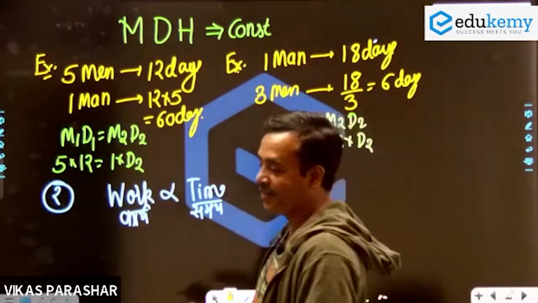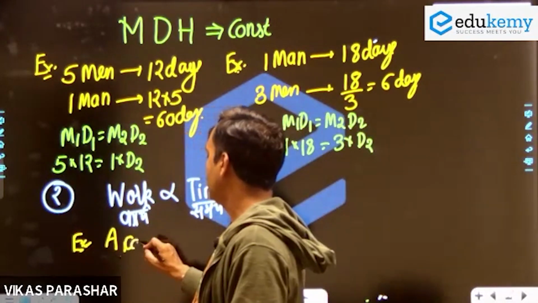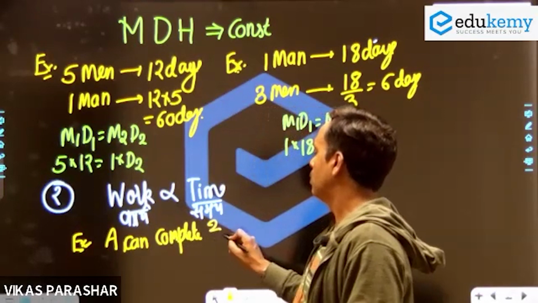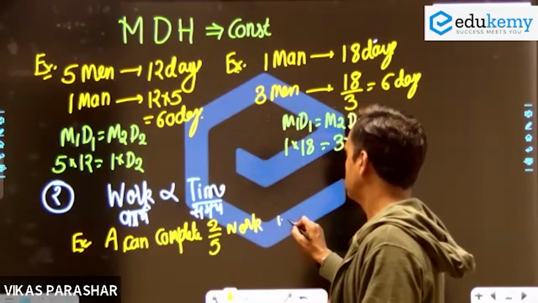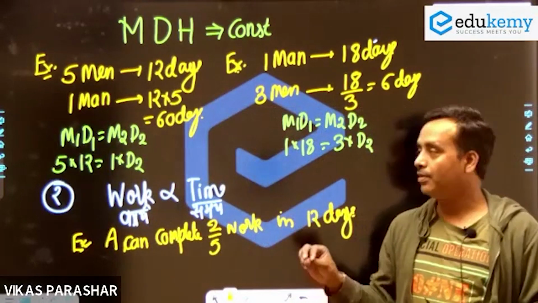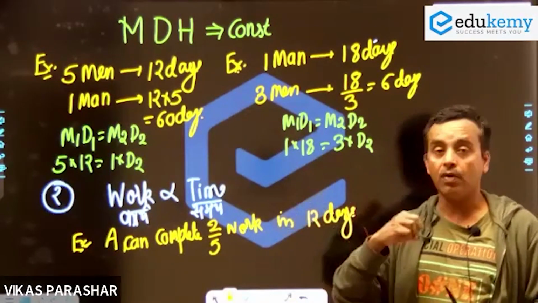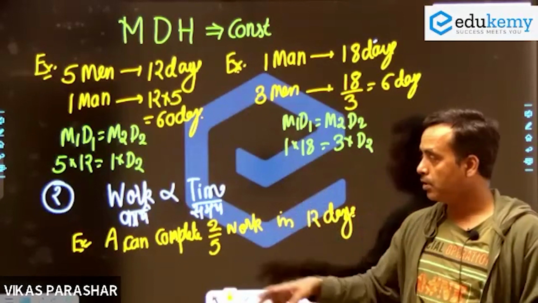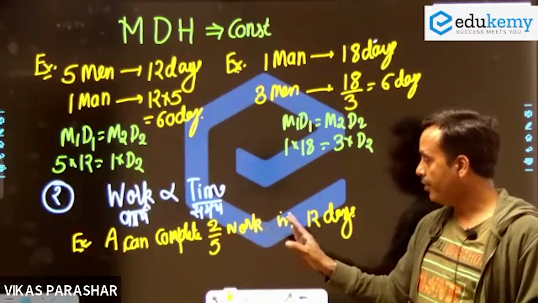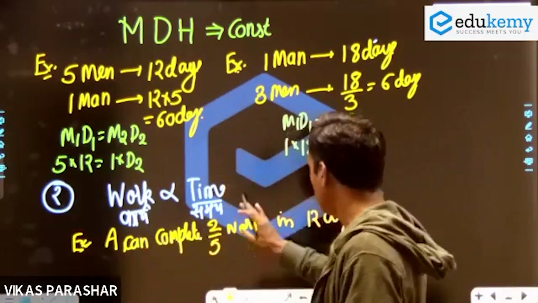Example. अच्छा देखो, अब यहां पे क्या करोगे आप? A can complete 2/5 work in 12 days. But generally I'm taking just introduction of this chapter. So introduction से जो आएगा वो आप देखना, very interesting. A can complete 2/5 work in 12 days.